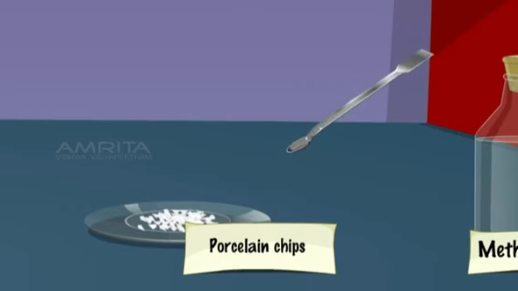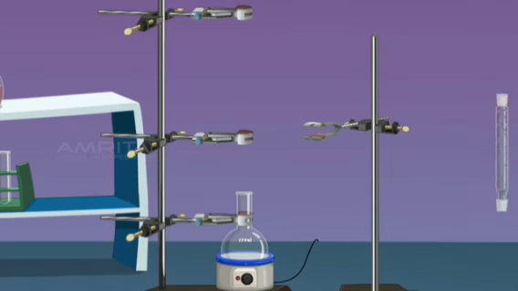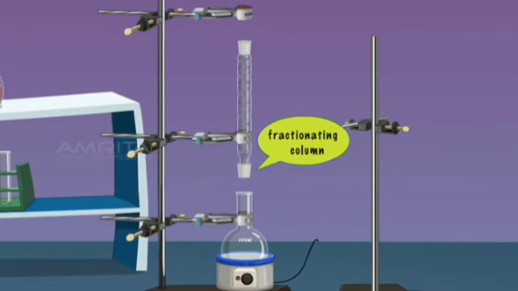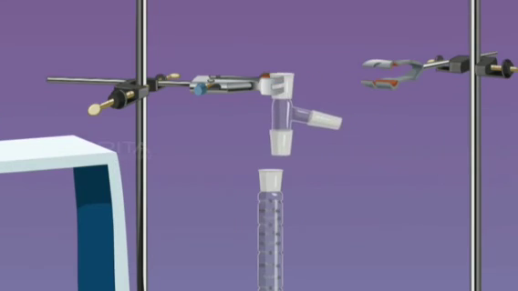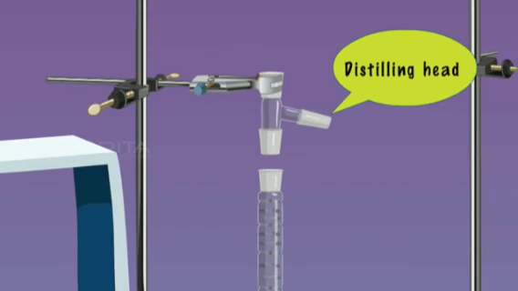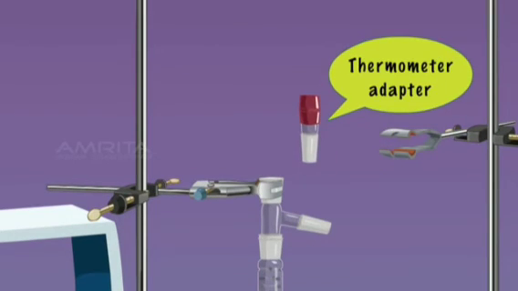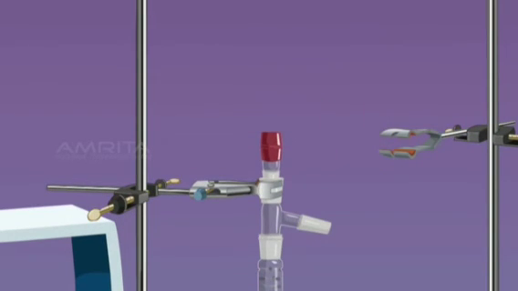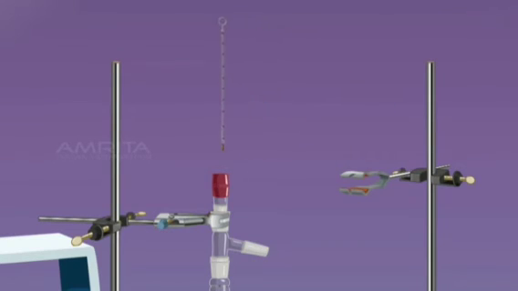Take some porcelain chips using a spatula and put it into the RB flask to avoid bumping while boiling. Connect a fractionating column to the RB flask. Connect a distilling head to the fractionating column and a thermometer adapter to the distilling head. Insert a thermometer through the thermometer adapter.